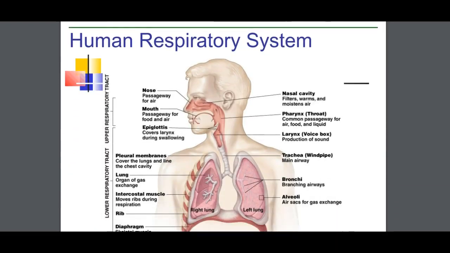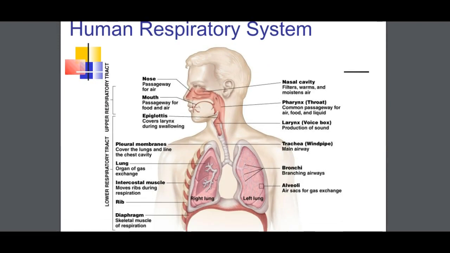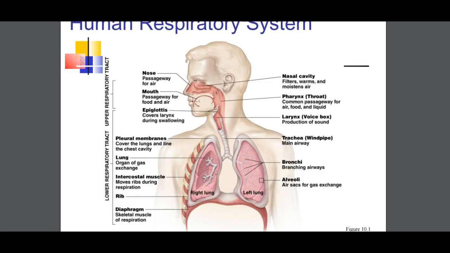This is the human respiratory system. It's the lower respiratory tract and the upper respiratory tract. And as you can see, all of the different parts of the respiratory system, which includes the nose, the mouth, the epiglottis, the pleural membranes, lung, intercostal muscle, rib, diaphragm, your nasal cavity, the throat, the voice box, the windpipe, bronchi, and alveoli.